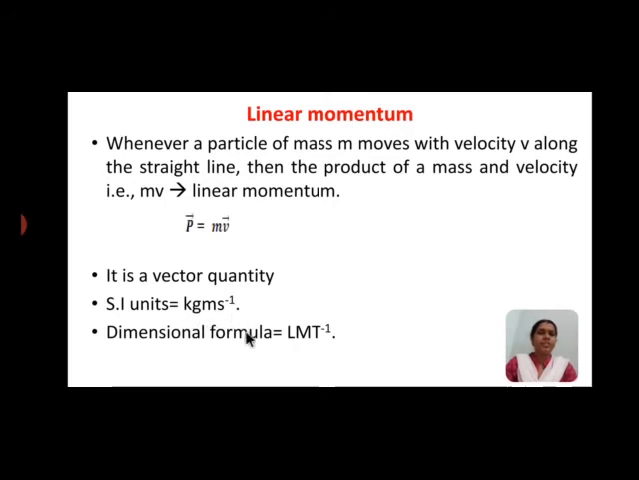Then the dimensional formula for linear momentum is M L T to the power minus 1, where T is the time, M is the mass, and L is the length. So, M L per T. This is the dimensional formula of linear momentum.